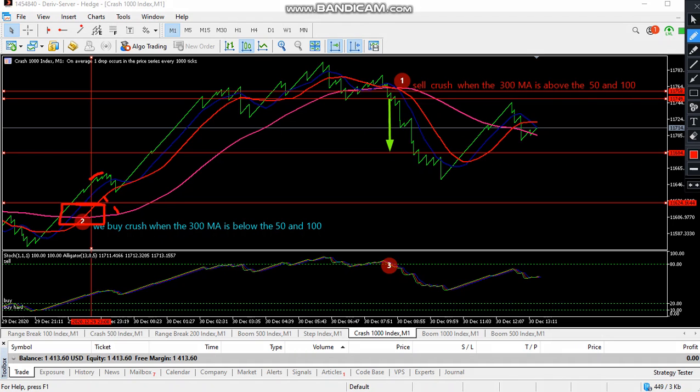Many traders were chased out using these spikes. It convinces you to get out of the market, but the market continued in an uptrend. So when you see the 300 moving average is far away from the 2 moving averages, know that it's a strong uptrend. Okay, so let's move on to buying and selling on Boom.